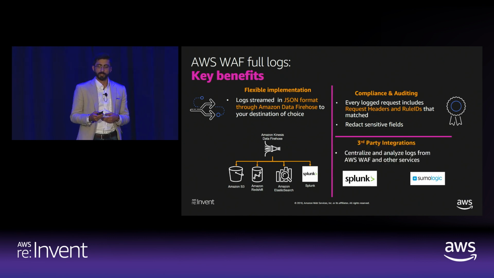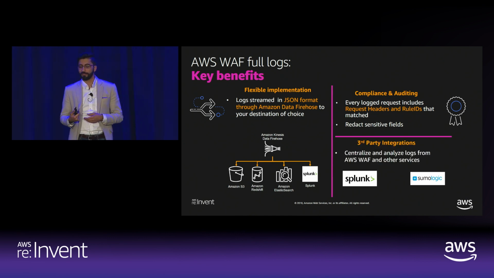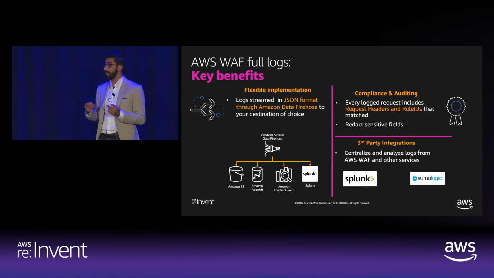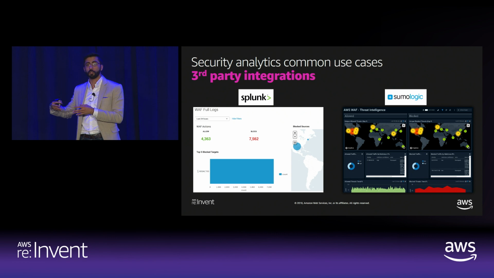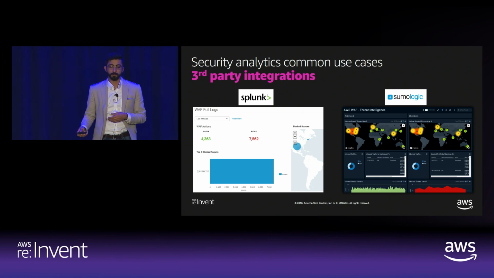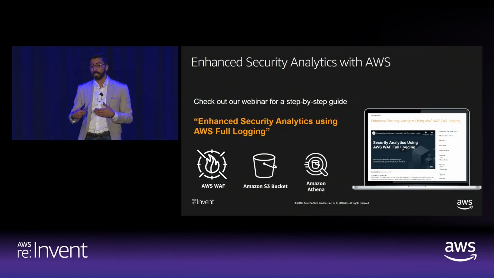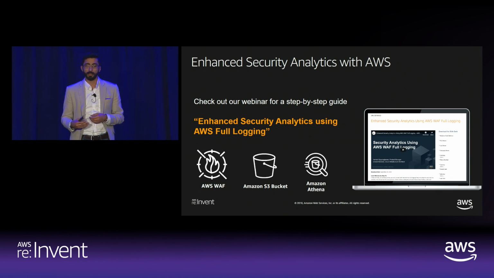And finally, customers really appreciate the fact that we worked with third parties so that they could very easily centralize and analyze logs from WAF and other services, while using things like pre-built dashboards that these services have already built, as well as intelligence that they've already built and your security teams are used to. Okay? For a simple step-by-step guide on how you can use full logs, I'd encourage you to check out a webinar, which is the Enhanced Security Analytics using AWS Full Logging.